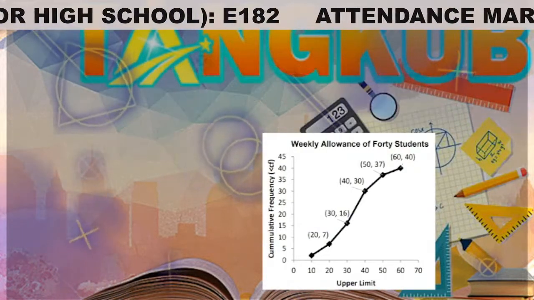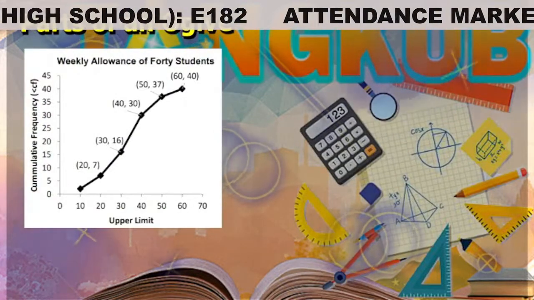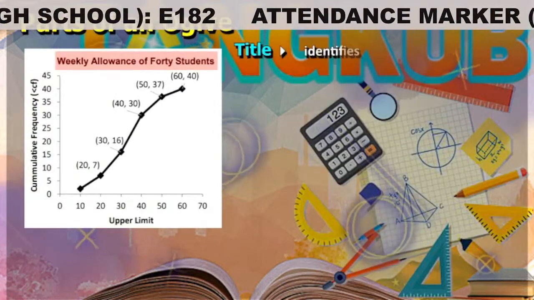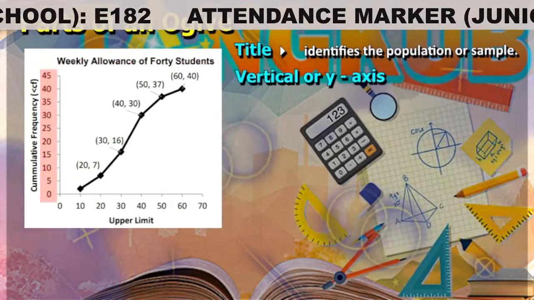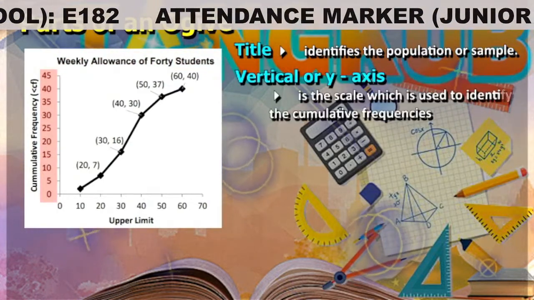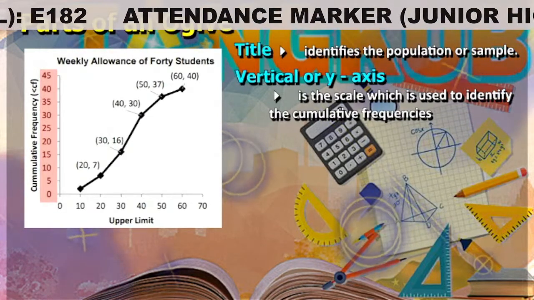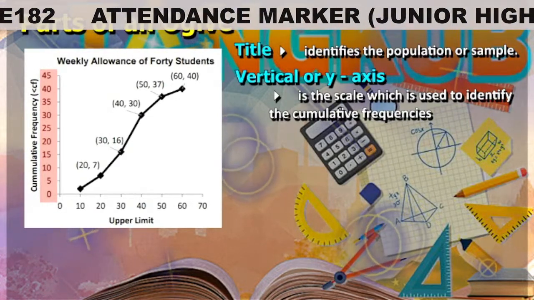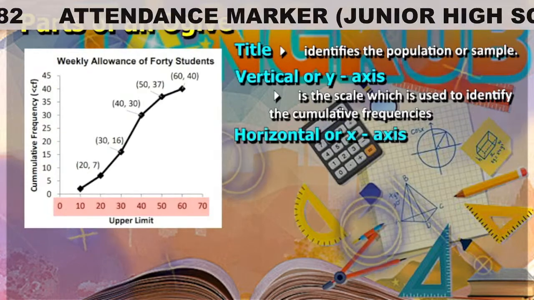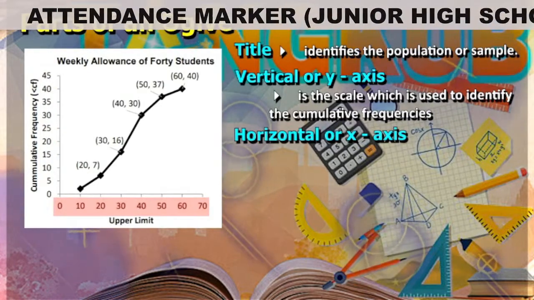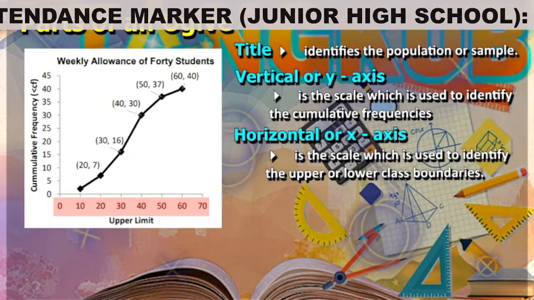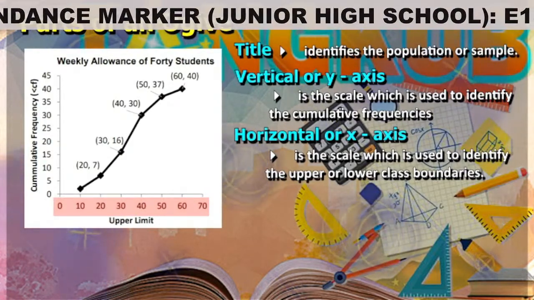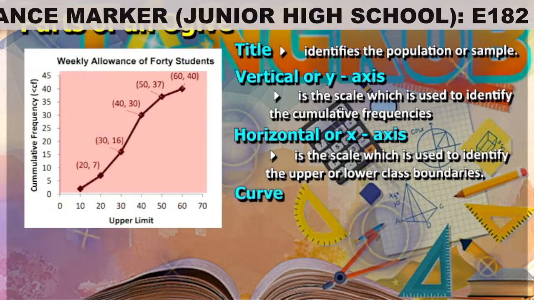Now, what are the parts of an ogive? First, title. The title identifies the population or sample. Vertical or y-axis. A vertical or y-axis is the scale which is used to identify the cumulative frequencies. Next, horizontal or x-axis. A horizontal or x-axis is the scale which is used to identify the upper or lower class boundaries. Next is curve.